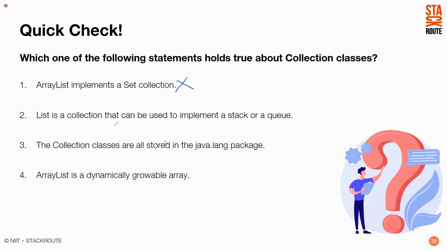It's collection. List is a collection of stack and queue. No, ma'am. Stack and queue are separate interfaces. Collection belongs to which package? Wrong. No, ma'am. Collection belongs to which package? Util package. So the correct option is array list is a dynamically growable array.